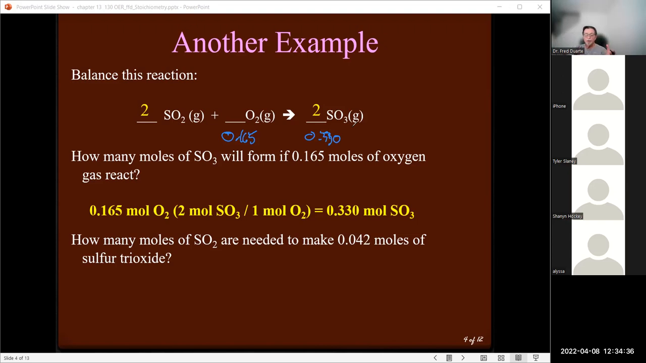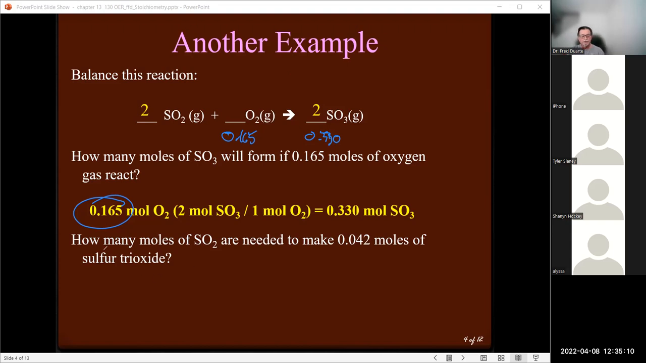Now, up to this point, we've been dealing with 1 mole, 2 moles, whole numbers. But in the real world, we're not really dealing with whole numbers. We're dealing with quarter moles or fractional moles. Here we go, 0.165 moles of O2. But regardless of it being fractional moles or whole moles, that ratio, that stoichiometric relationship remains the same. That doesn't change.